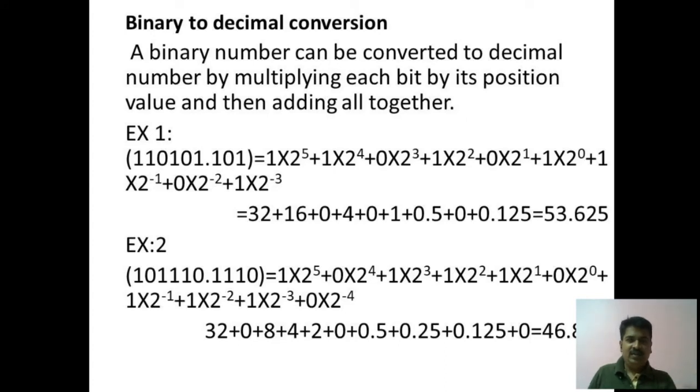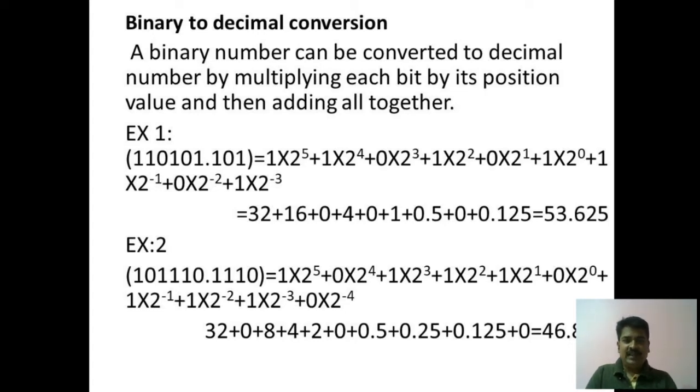Now all these multiplication values are added together. If you sum them, you get the value 53.625, and this is the decimal number which is equivalent to the binary number 110101.101. That's the example I have taken.